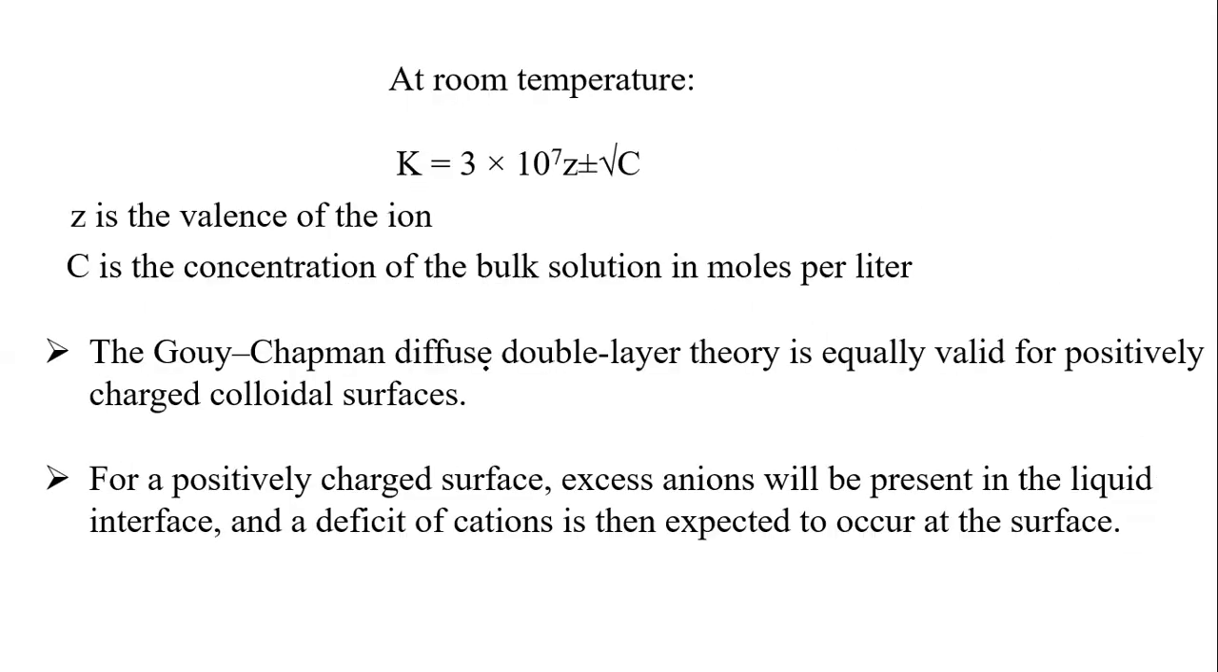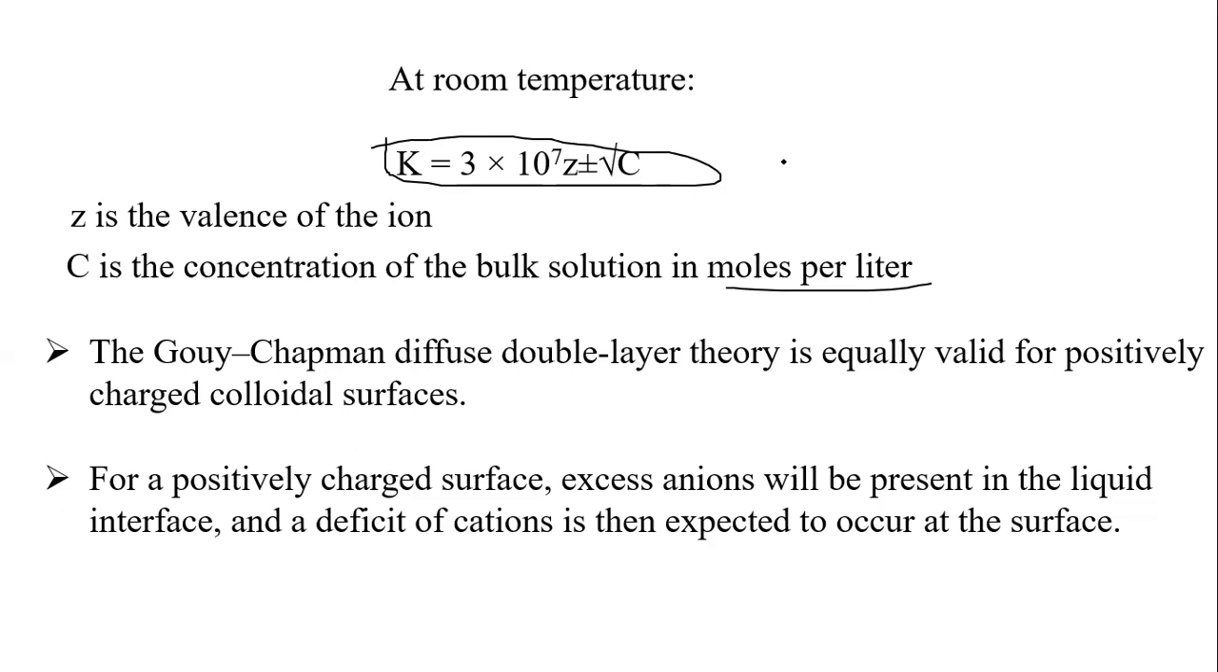At room temperature, the constant is 3 into 10 to the power of 7, Z plus or minus root C. Z is the valency of the ion, and C is the concentration of the bulk solution in moles per liter. So this is explained. These are the equations. Please remember these equations will play a major role; there is a chance of questions being asked.